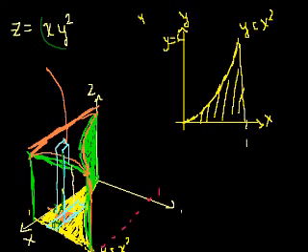And let's draw our dA. Our dA, I'll draw a little square actually. And I'll do it in magenta.